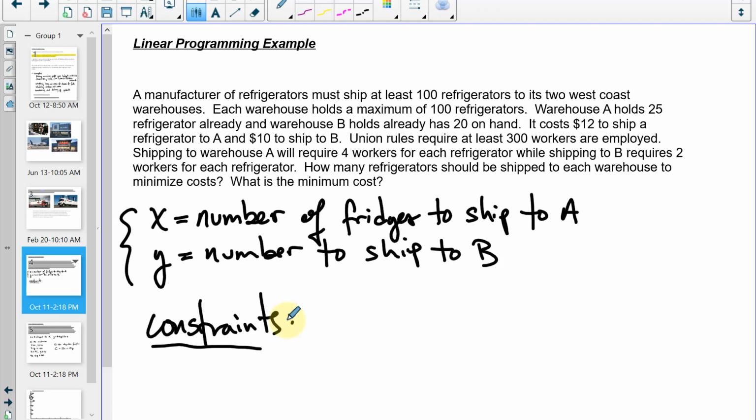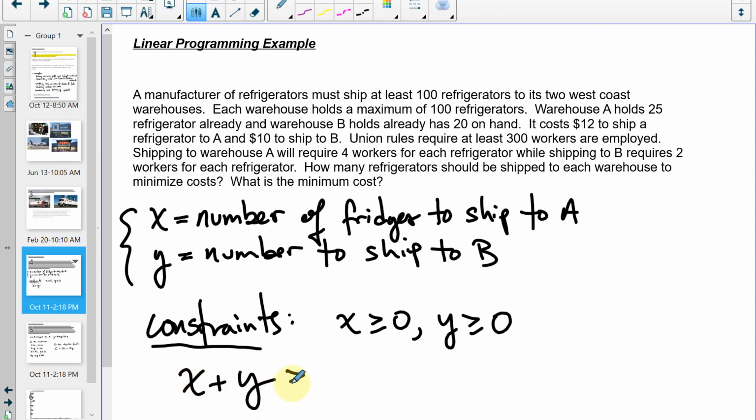So let's start off with a very typical constraint. It's not guaranteed always, but it's typical that you have non-negative values. You wouldn't have a negative number of fridges to be shipped to any warehouse, so you could begin with those as constraints. It says the manufacturer of the refrigerators must ship at least 100 refrigerators to its two West Coast warehouses, A and B. So I see another constraint there: the total number to be shipped is greater than or equal to 100. It's either 100 or more.